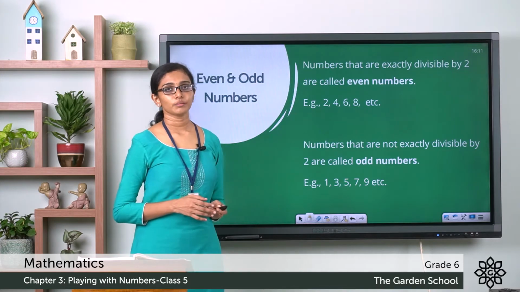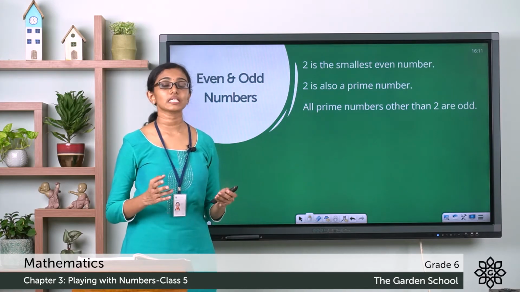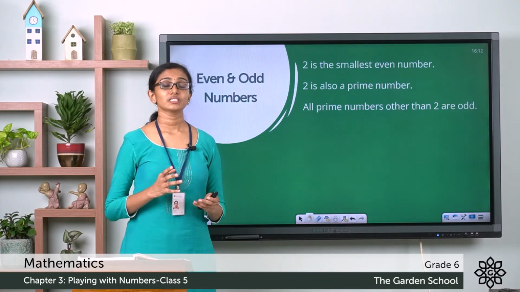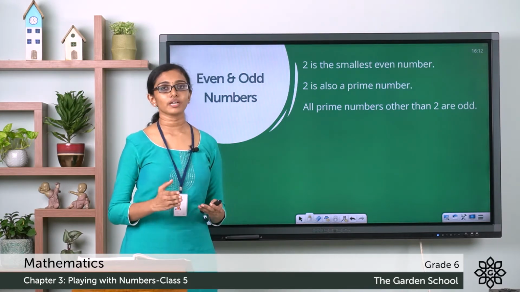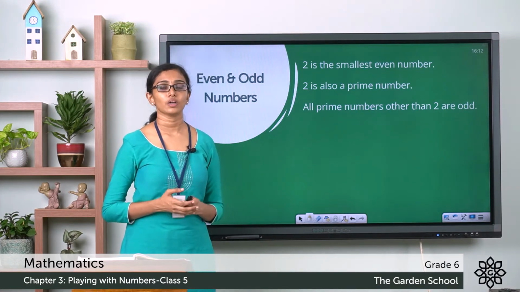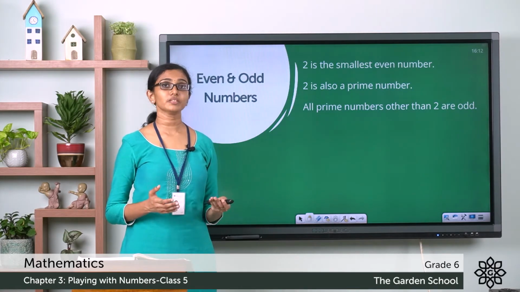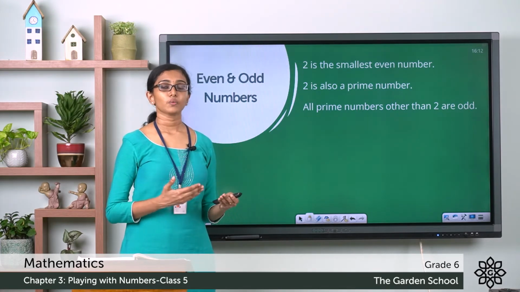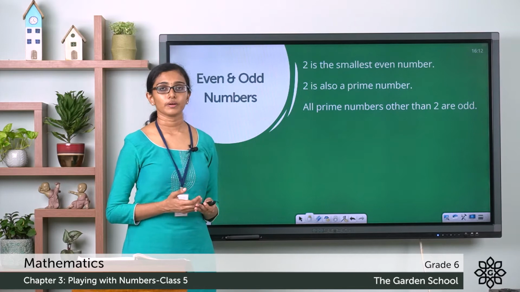So the set of even numbers starts with 2. You can say the smallest even number is 2. So what about 0? Is 0 even? 0 is not even. But the numbers which end in 0 can be exactly divided into 2. For example, the number 10 can be exactly divided into 5 and 5. The number 20 can be exactly divided into 10 and 10. So numbers which end in 0 are exactly divisible by 2, and hence if the ending digit of a given number is 0, that will be an even number.